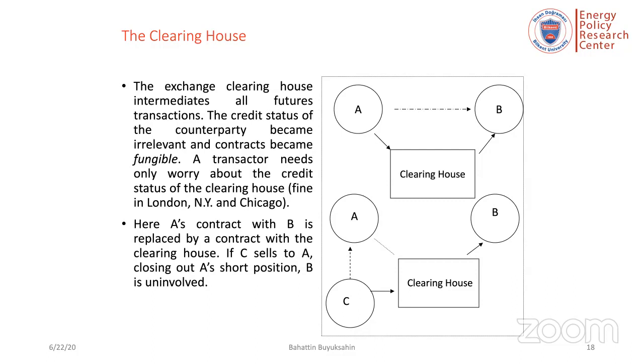Basically, the credit status of the counterparty becomes irrelevant and the contract becomes fungible. A transactor needs only to worry about the credit status of the clearinghouse. Of course, if the clearinghouse becomes so big and systemically important, there might be some problem over there. But for the time being, let's assume the clearinghouse doesn't pose any risk.